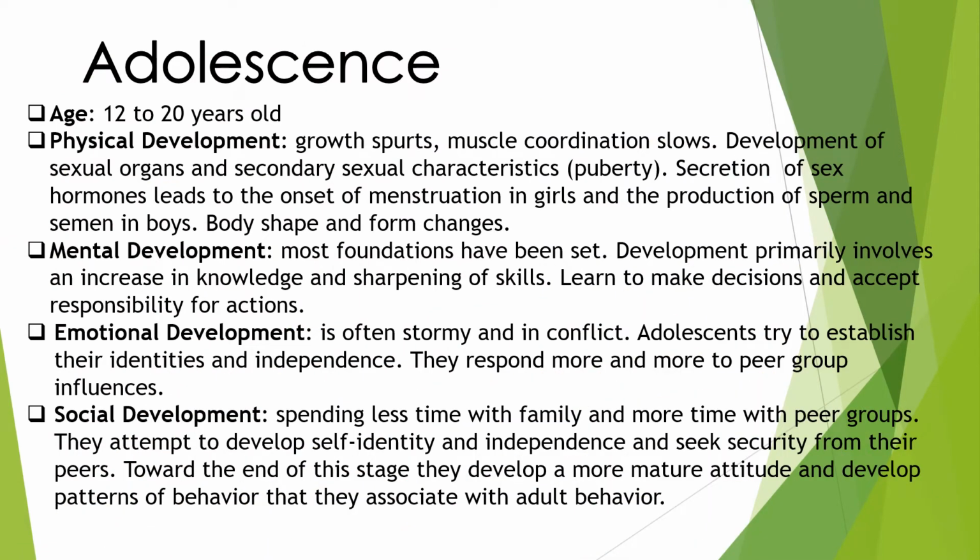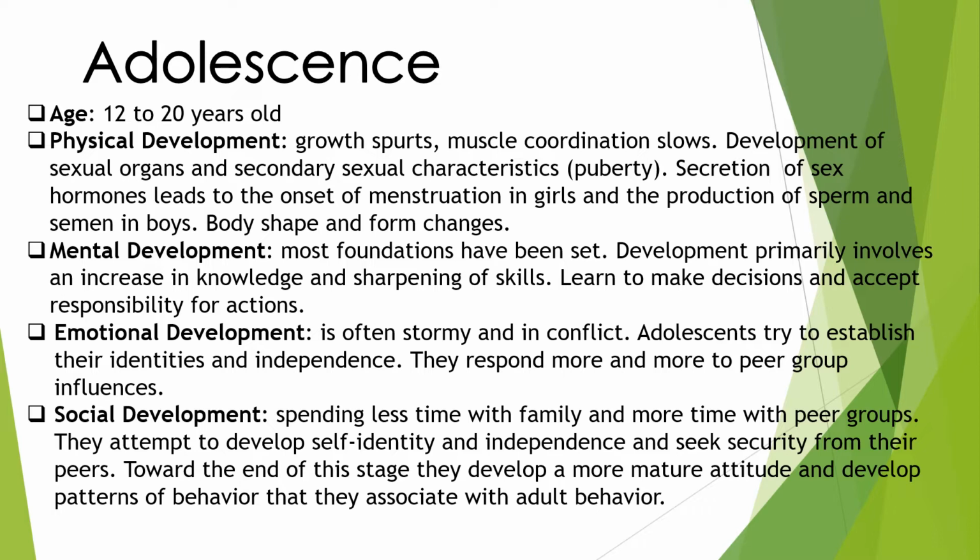So their physical development: muscle coordination slows, and there is development of sexual organs and secondary sexual characteristics, or puberty. The secretion of sex hormones leads to the onset of menstruation in girls and the production of sperm and semen in boys, and body shape and form change. In mental development during adolescence, most foundations have been set. Development primarily involves an increase in knowledge and sharpening of skills, learning to make decisions and accept responsibility for actions.